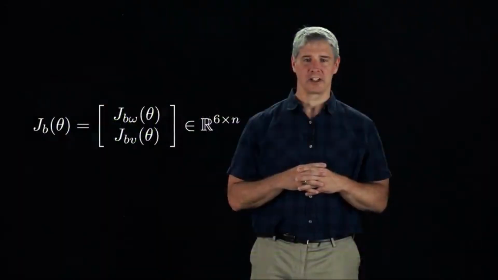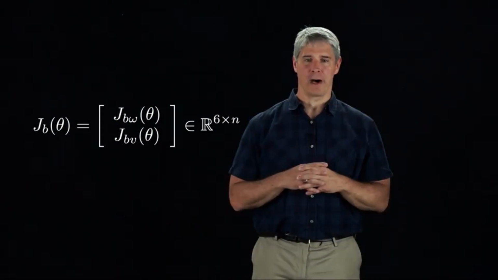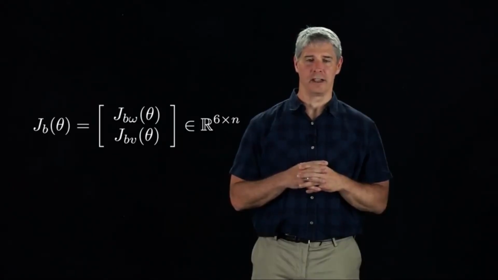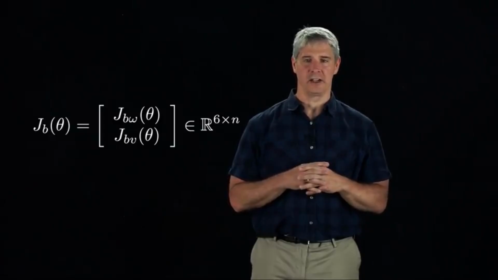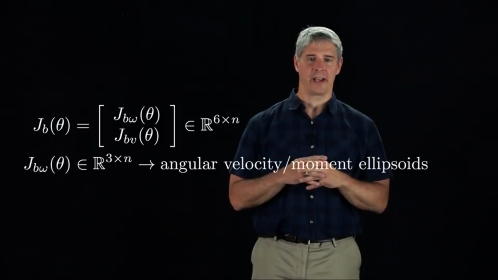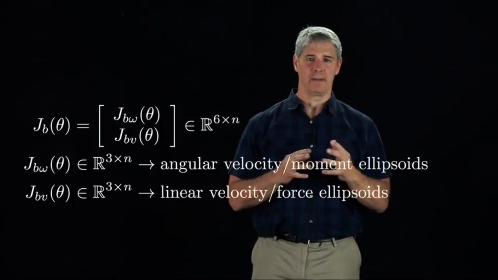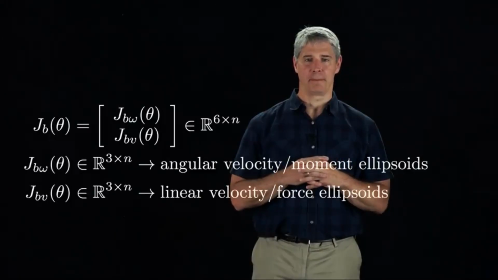Finally, consider the case that the Jacobian corresponds to the body Jacobian derived in this chapter. The 6 by n body Jacobian can be split into the 3 by n angular velocity Jacobian Jb omega and the 3 by n linear velocity Jacobian Jbv. The separation into linear and angular components is useful because the units of the angular velocity and linear velocity are different. Then for any configuration of the robot, Jb omega can be used to create angular velocity manipulability ellipsoids and angular moment ellipsoids, and Jbv can be used to create linear velocity manipulability ellipsoids and linear force ellipsoids.